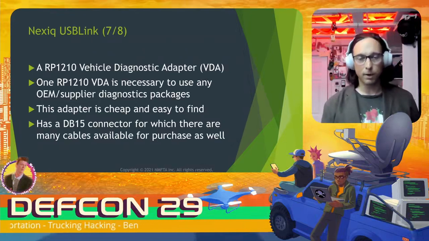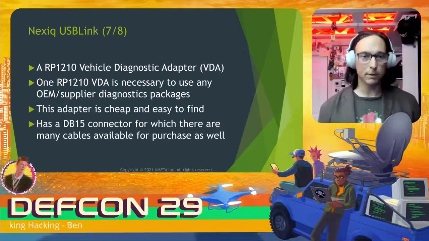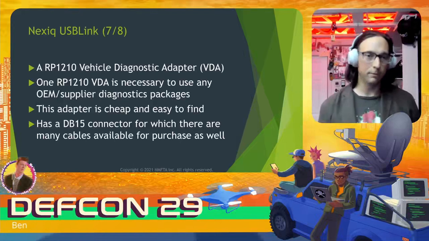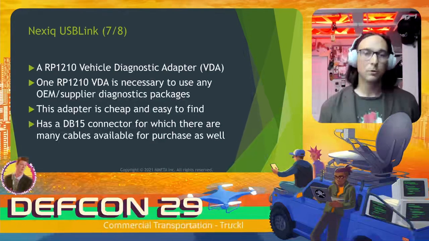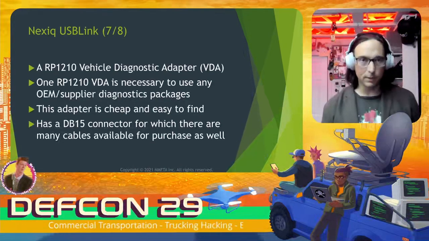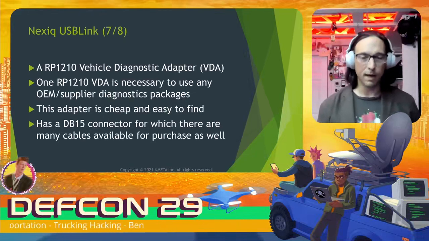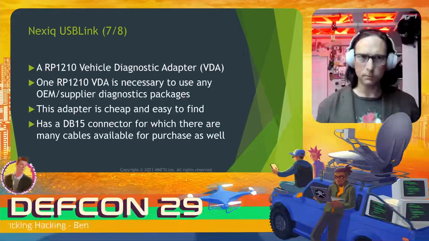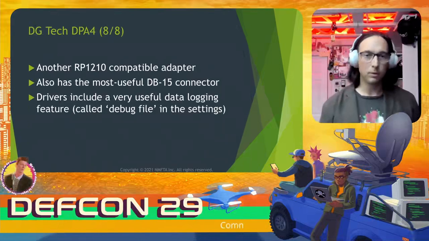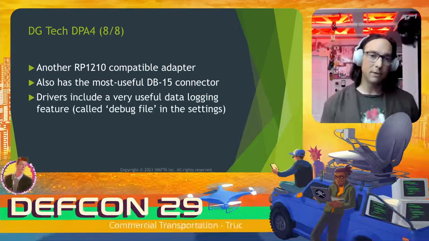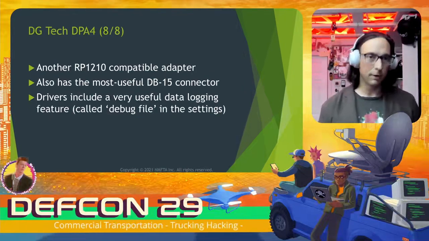There are definitely ripoff versions that you can find on less reputable sites, but we of course recommend that you buy the real one. The Nexiq USB-Link original, not the version 2, actually has a DB15 connector, which we highly recommend because there's a lot of cheap cables and adapters for DB15, as opposed to some of the newer stuff that moved to DB25 and other higher density connectors. Similar vein is the Dearborn DPA4, also RP1210 compatible, also has a DB15 connector, which is really useful. The DPA5 does not have the DB15 connector, although it's also a really great adapter.